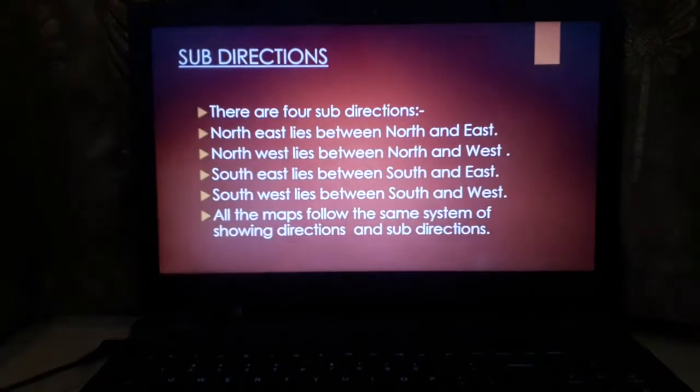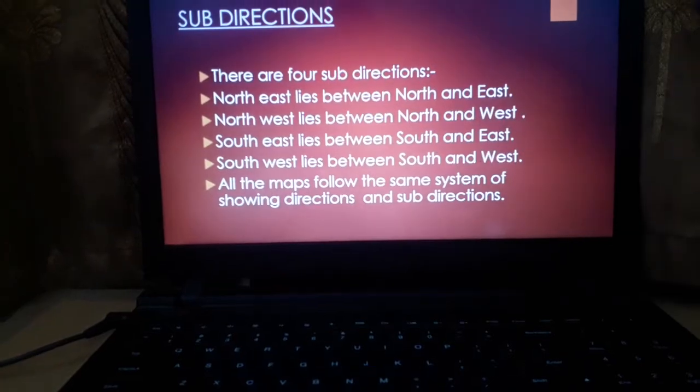Let us see. This is north direction. This is east direction. Now northeast. This entire portion becomes northeast. So that depicts the area which is between north and east. Next is northwest. This is north and this is west. This becomes northwest. Northwest depicts the area which is between north and west.